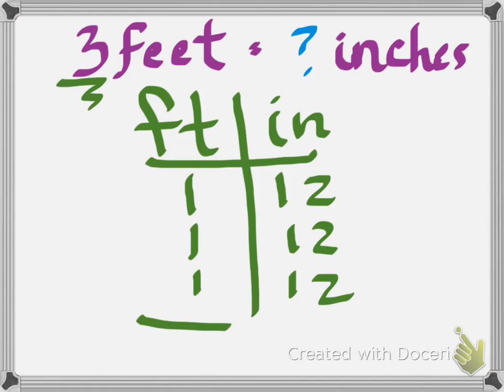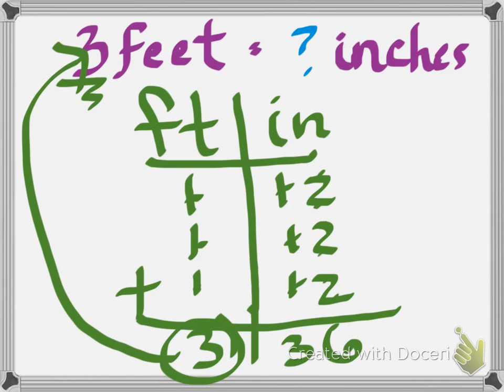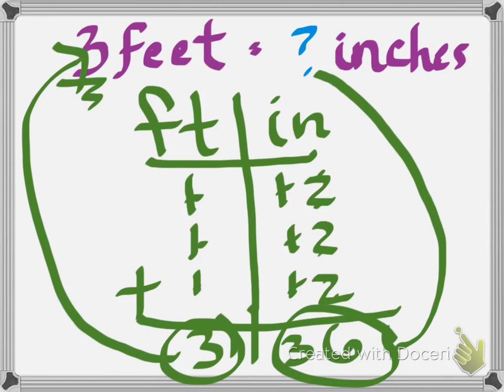Now that I have 3 feet, I'm going to add those up: 1, 2, 3. I'm going to add up the inches: 1, 2, 3, 4, 5, 6, and then 1, 2, 3. The 3 feet go over here, and we're answering our problem. The 36 inches goes over there. So 3 feet equal 36 inches.